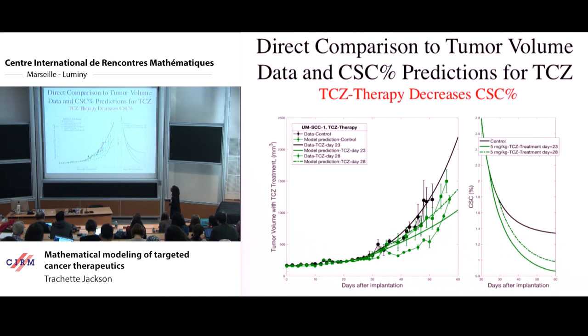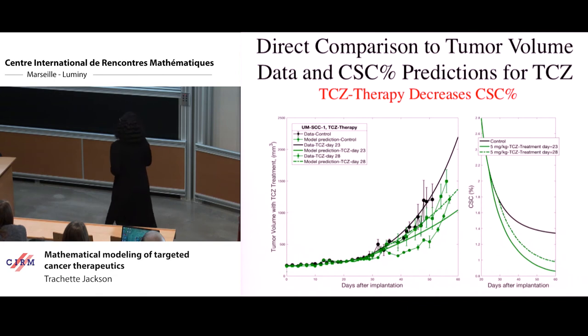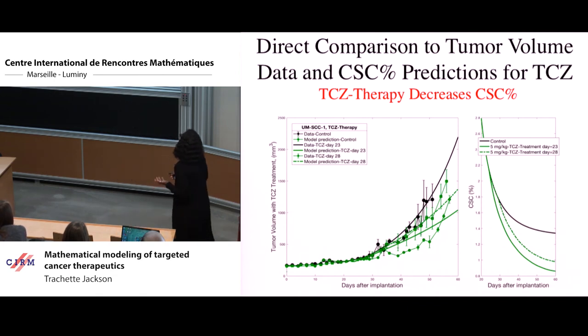So what we can predict from that is the stem cell percentage after these treatments. Again, black is control, green is the stem cell percentage in the tumor after each of those treatment schedules. And you definitely get a drop in stem cell number, as you should.